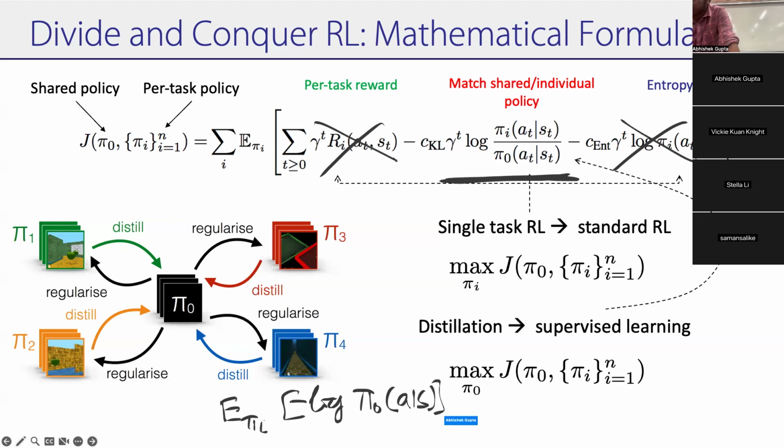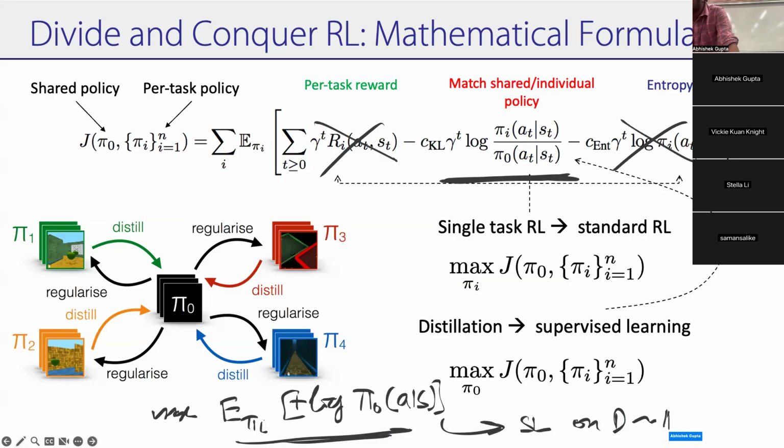You're going to try and maximize this. You can think of this as supervised learning on data which is drawn from pi I. So optimizing this with respect to pi naught is supervised learning, because the expectation is under pi I. Optimizing with respect to pi I is RL. So you've broken this up into single task RL and multitask supervised learning.